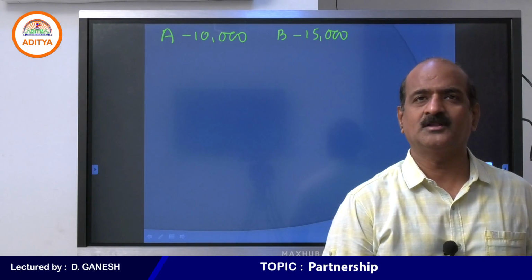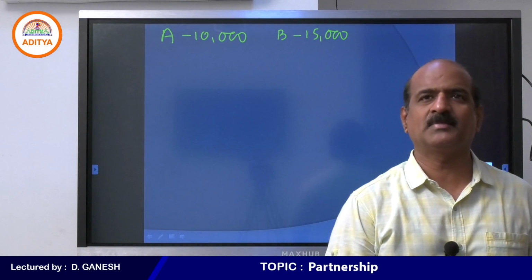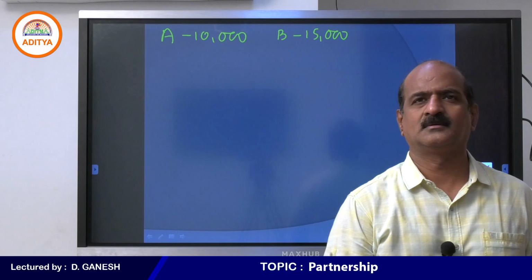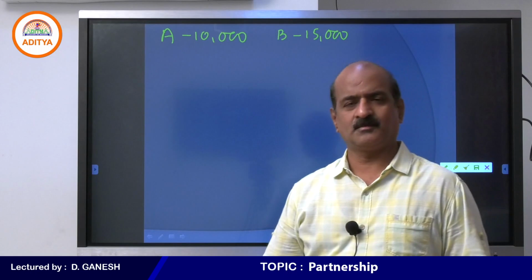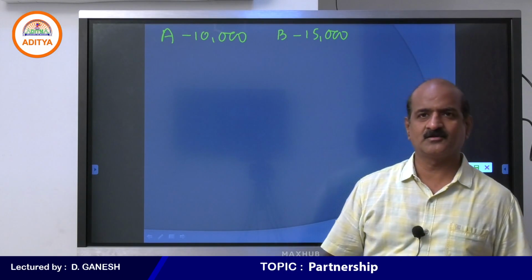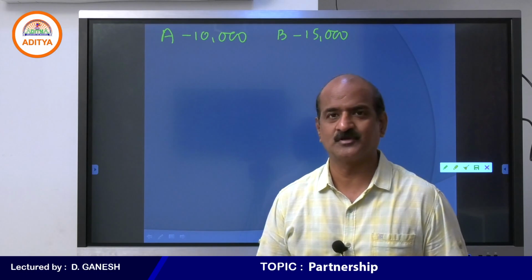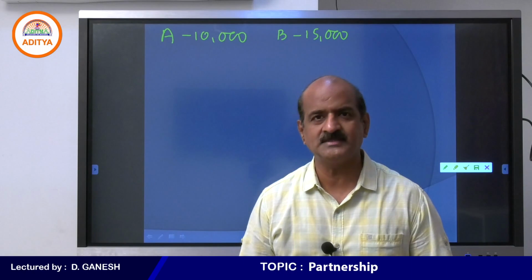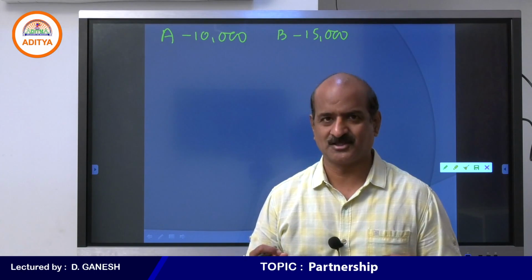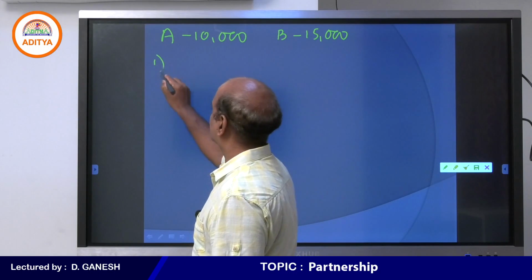Now I will give you examples of how the question goes. Good. So I think now you are completely set, and you are getting the answers very well. Now please concentrate. We are moving into the next level. You should focus more on this. So A invested 10,000 rupees and B 15,000 rupees. Now please start. Question number 1.